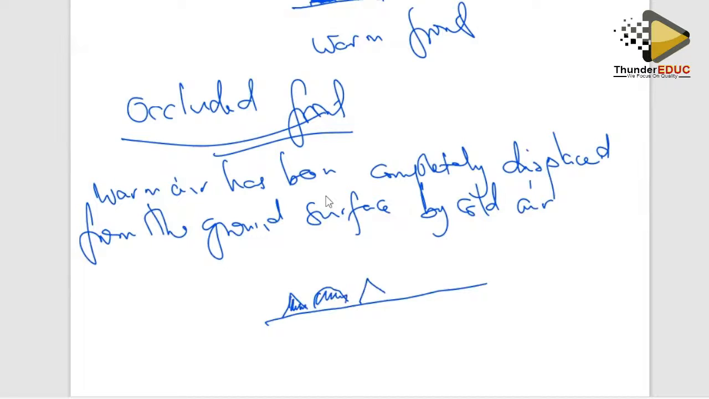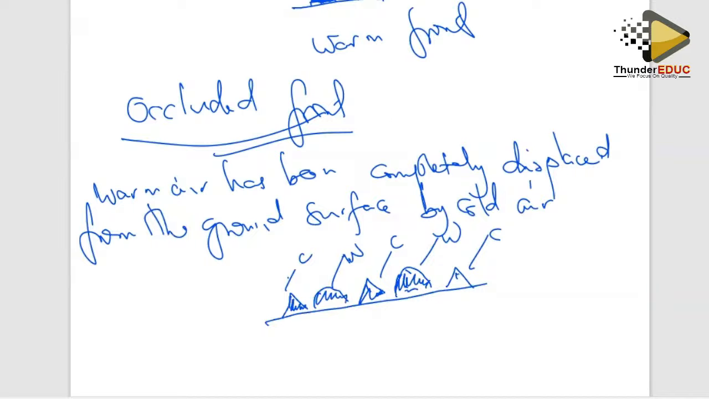A triangle for the cold front, a semicircle for a warm front, a triangle going like that. So we are interchanging our symbols. This is a symbol for cold front. This is a symbol for warm front. This is a symbol for cold, symbol for warm, symbol for cold, along the same line. That is what we call an occlusion or an occluded front.